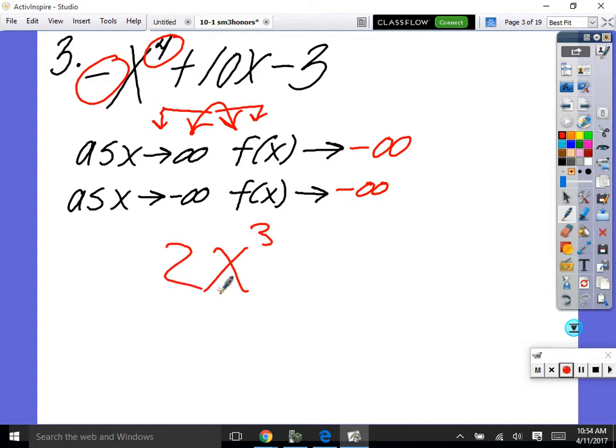Okay, so odd degree, if we had x cubed, what end behavior would that be? Let's say it was 2x cubed. Down and up, right? Just like a positive line. End behavior will be the same. It's positive, it's odd degree, so it'll be like a line. Down and up.